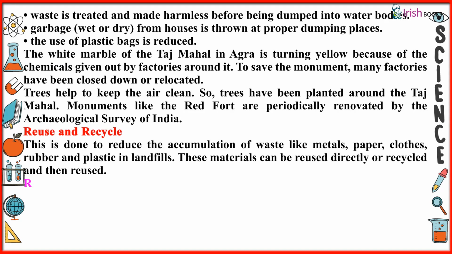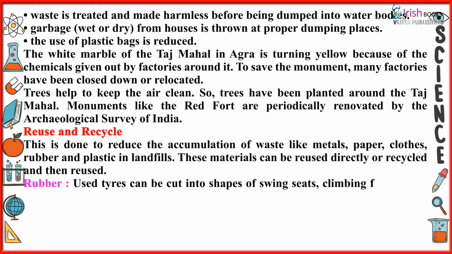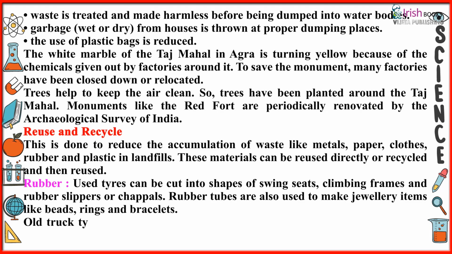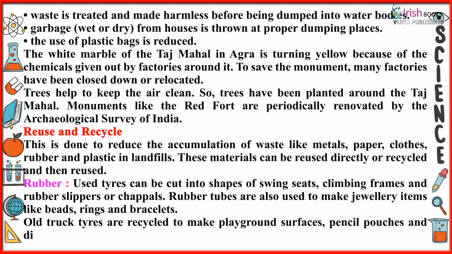Fills. These materials can be reused directly or recycled and then reused. Rubber. Used tires can be cut into shapes of swing seats, climbing frames, and rubber slippers or chappals. Rubber tubes are also used to make jewelry items like beads, rings, and bracelets. Old truck tires are recycled to make playground surfaces, pencil pouches, and diary covers.